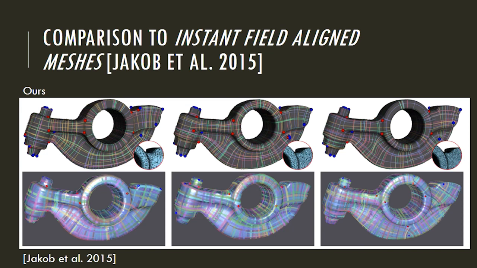In the lower row, you see the solutions of the Instant Field-Aligned Meshes technique. We have a different triangulation for the same geometry here, and we get fairly different solutions, while we use this globally optimal approach where we get consistent solutions, even though we use different triangulations.